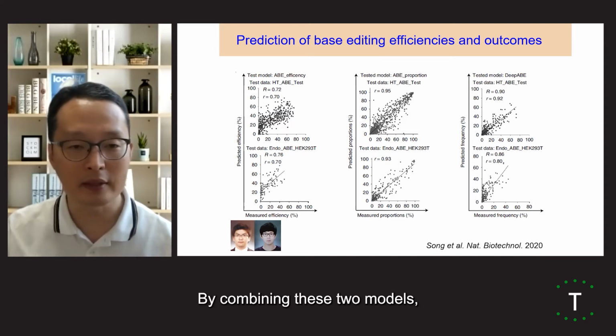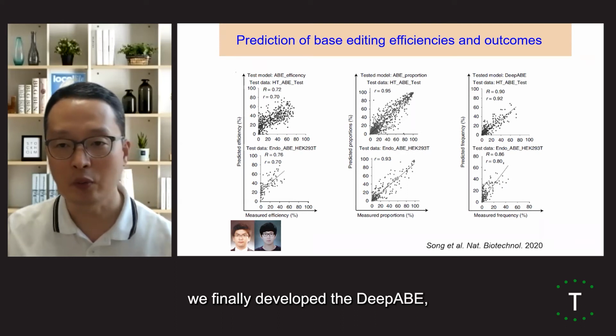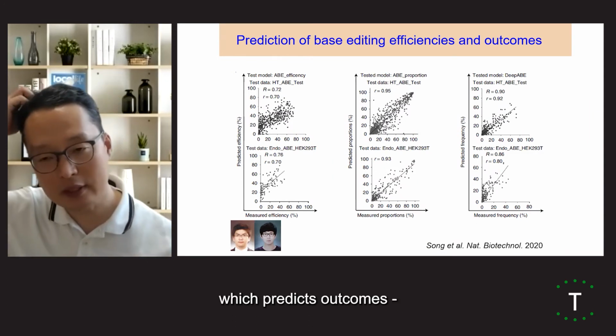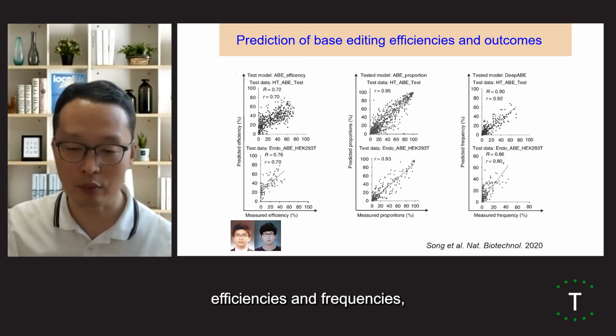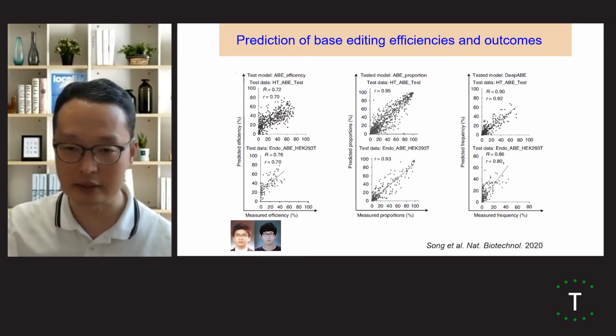And by combining these two models, we finally developed DeepABE, which predicts outcome, absolute outcome proportion, efficiencies, frequencies at the base edited cells.